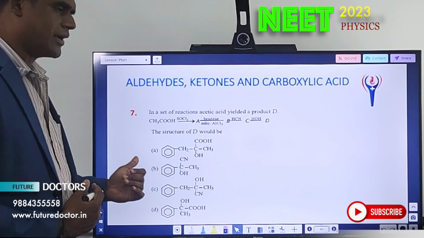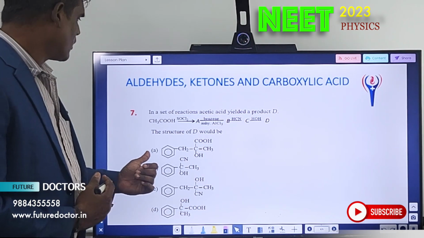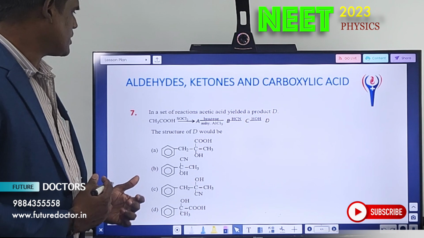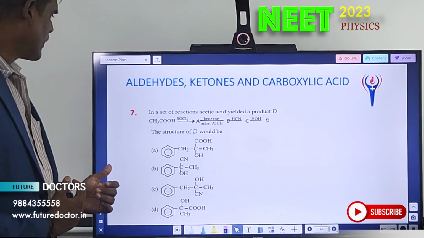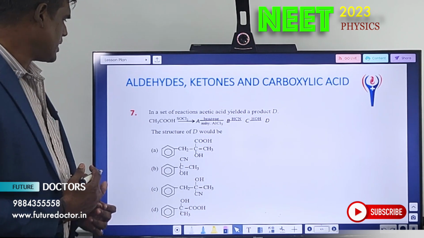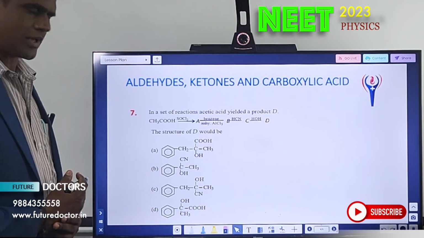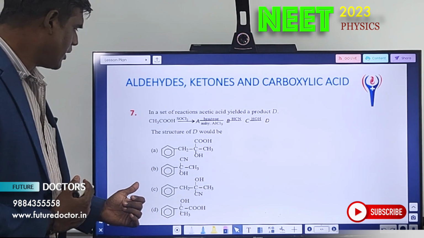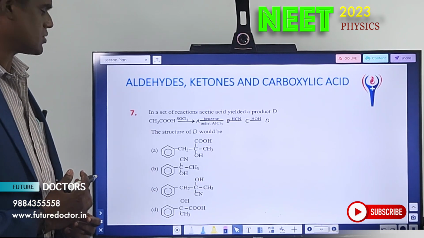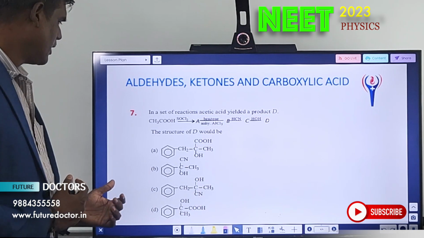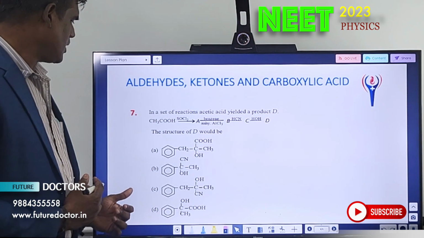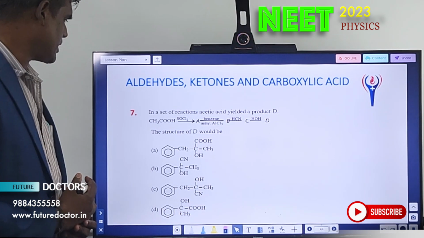Option A, phenyl ring coordinated with CH2COOH CH3OH. Option B, phenyl ring coordinated with CCN CH3OH. Option C, phenyl ring bonded with CH2COH CH3CN. Option D, phenyl ring bonded with COH COOH CH3.